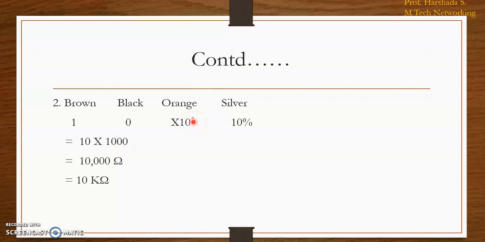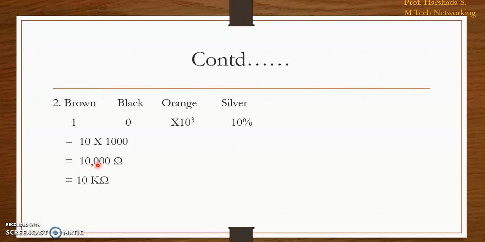3 means how many zeros? 3 zeros. So that's why I write here 3 zeros. Okay, 10 raised to 3. Now multiplication is done between the 10 and the 1000, which is 10,000 ohm. So we can write here 10 kilo ohm. K means what? 1000. So that's why I write here 10 kilo ohm.